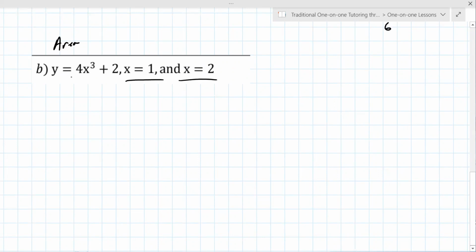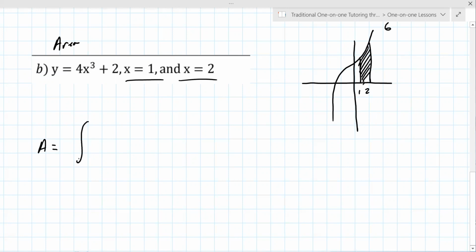Do you remember generally what a cubic looks like? Yeah, it's like a squiggly thing. I like that. This one is moved up and stretched, so it would look something more like this. And we're just going from 1 to 2, so we're getting that region there. So the area is just the integral from the lower limit to the upper limit of 4x cubed plus 2 dx. Would you mind finding the antiderivative, evaluating at the 2 endpoints, and letting me know what you come up with for this one?